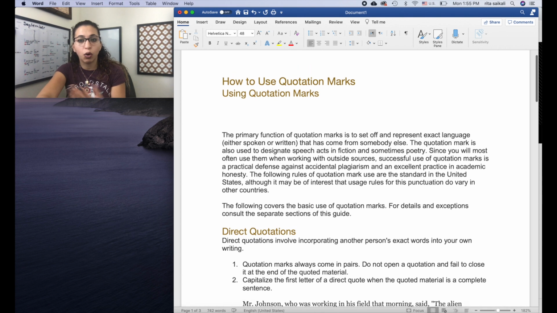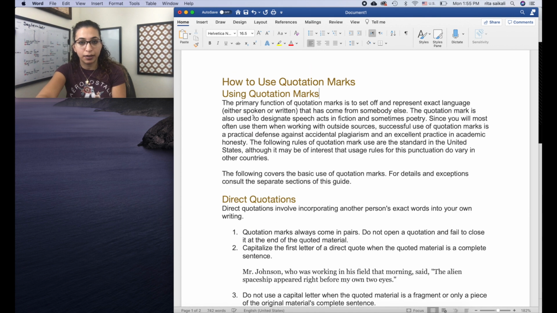So what do quotes do? As we see here, the primary function of a quote is to set off and represent exact written or spoken language. Okay? So when we use the quotation marks, we are saying that this is exactly what that person said, or this is exactly what that person wrote. It's not that they may have said something else and I understood it this way. It is exactly what they said.